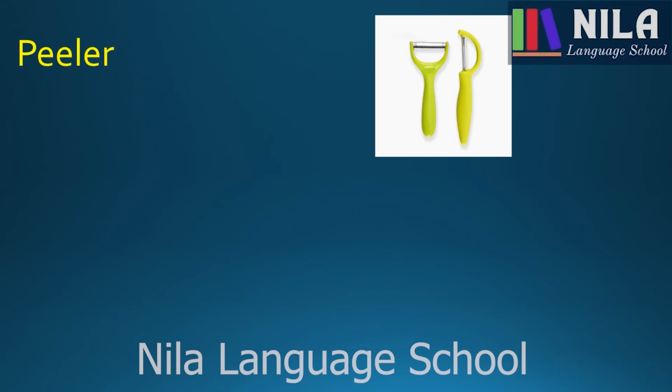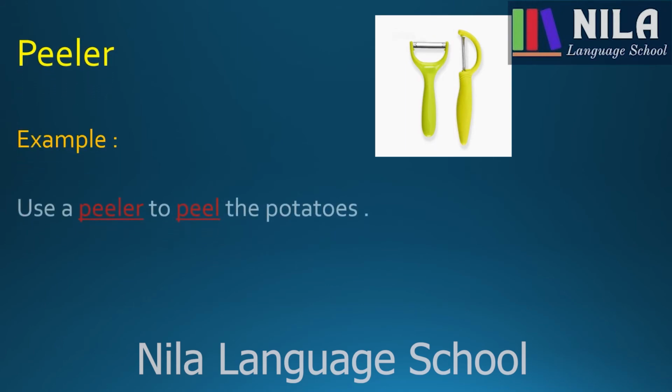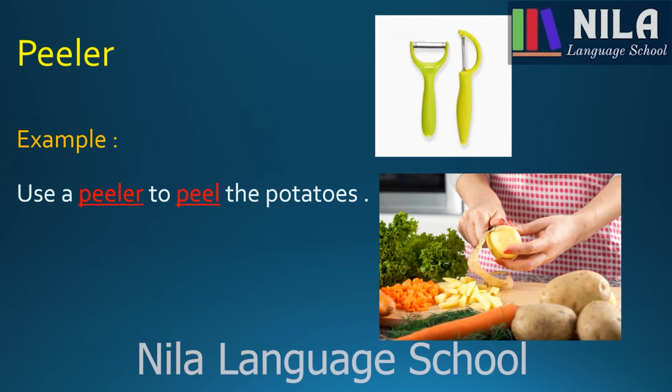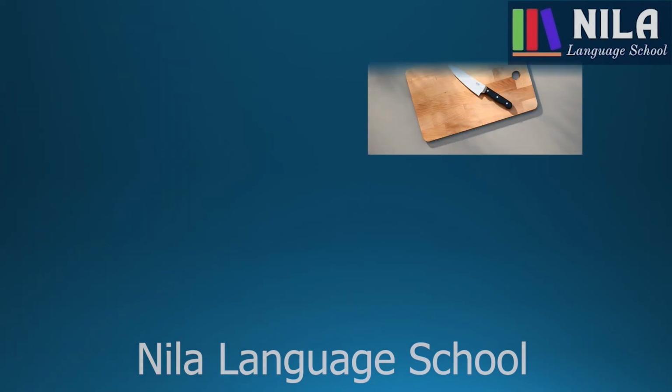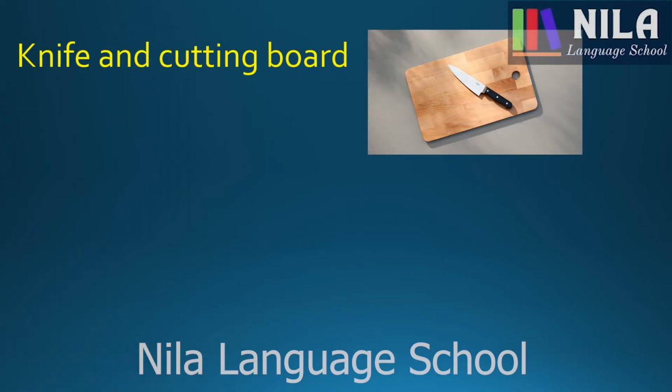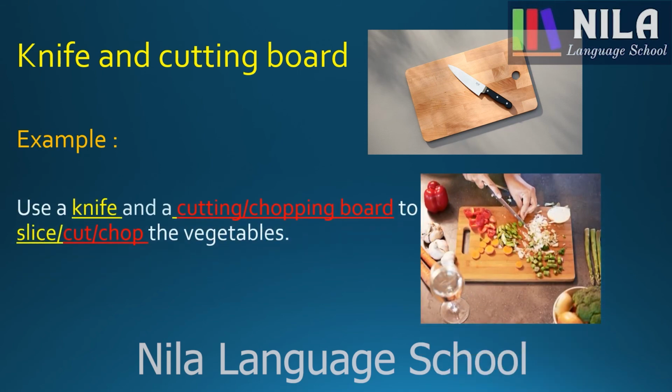Peeler. Use a peeler to peel the potatoes. Peeler, peel. Knife and cutting board or chopping board. Use a knife and a cutting board to slice the vegetables, or to cut the vegetables, or to chop the vegetables.